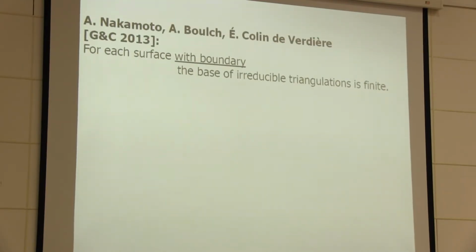And that is the paper I mentioned before in the very beginning of my talk, by Nakamoto, Bulk, and Collington. It was published in Graphs and Combinatorics last year. In particular, they proved the finiteness of the set of irreducible triangulations for any surface with boundary. Again, the set of irreducible triangulations is finite not only for any closed surface but also for any surface with boundary.